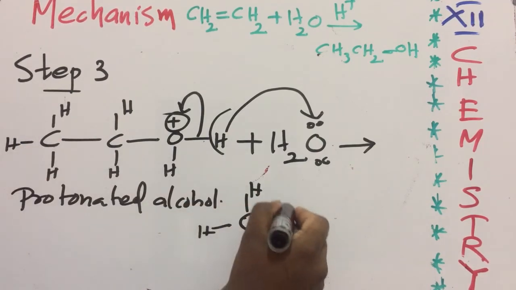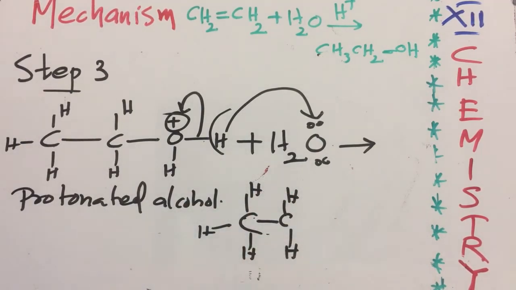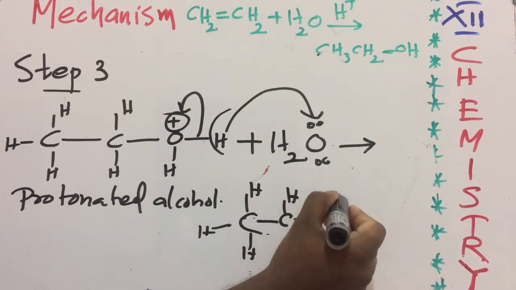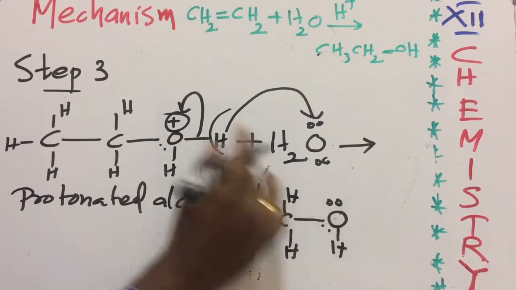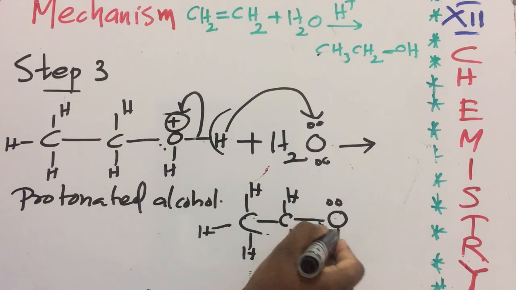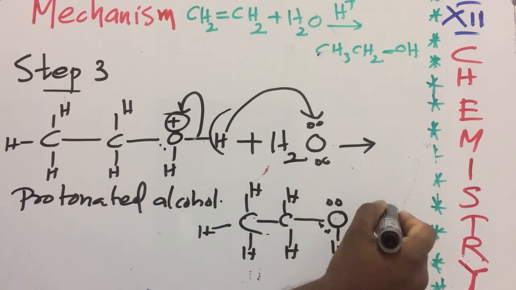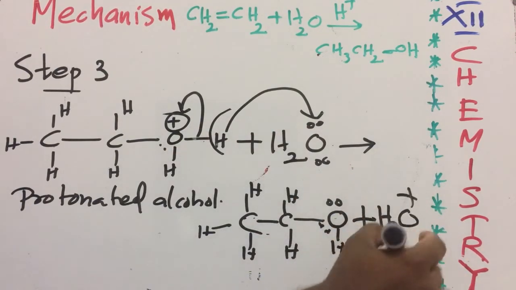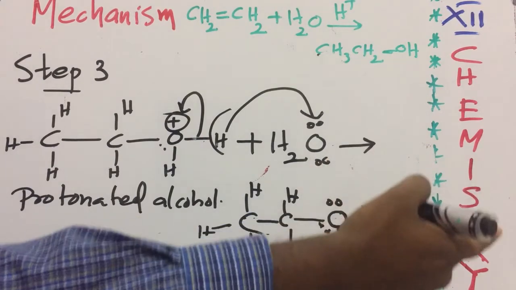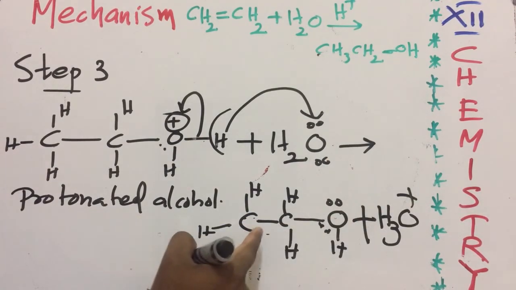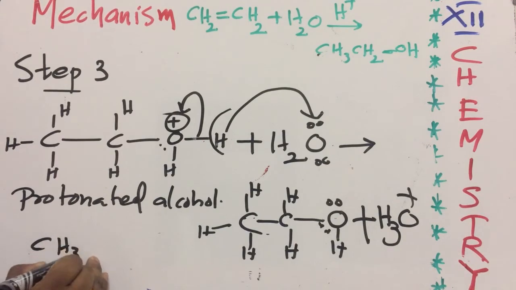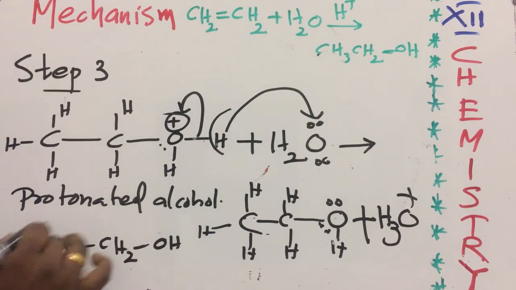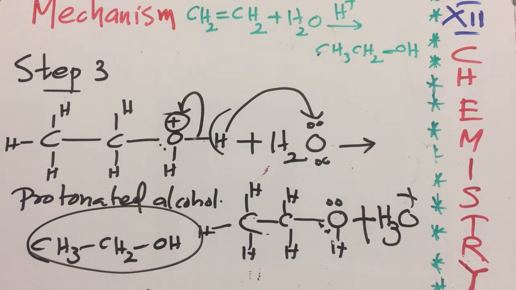CH3, CH2, then OH. Okay, here already lone pairs are here. Now after shifting again one more pair, CH2, then plus byproduct is H2O, then H3O plus, hydronium ion, is the byproduct. Okay, and what is this product? CH3, CH2, OH, ethanol. So ethanol is the final product in this reaction.